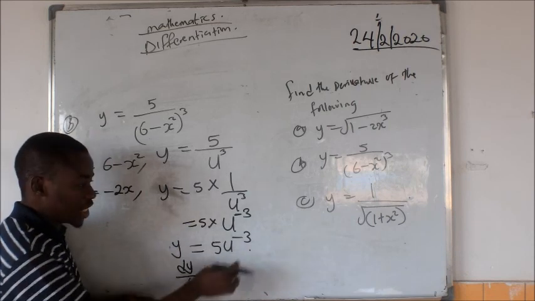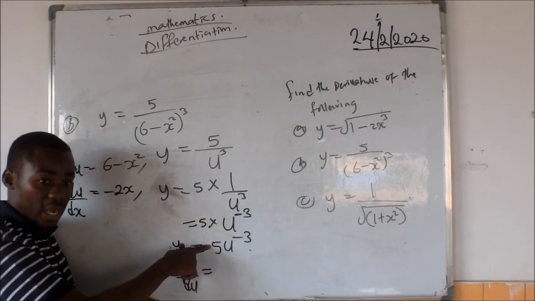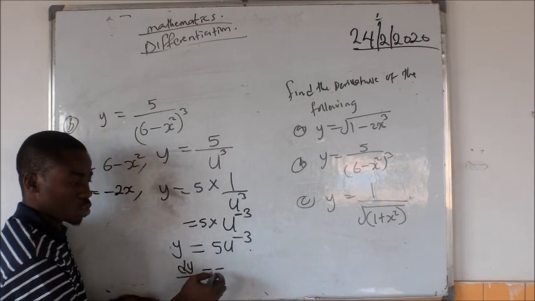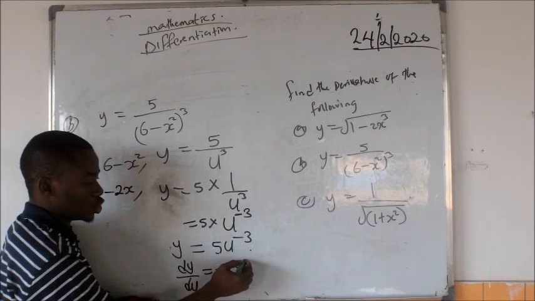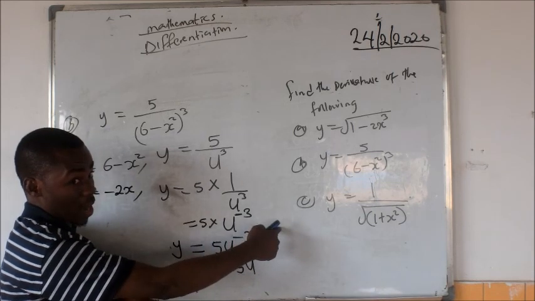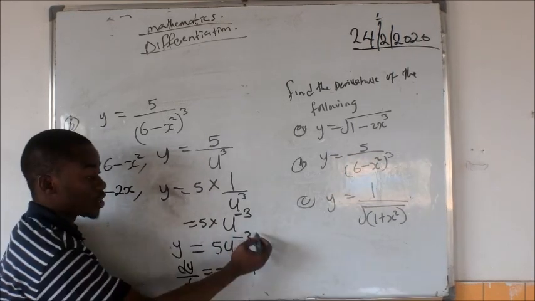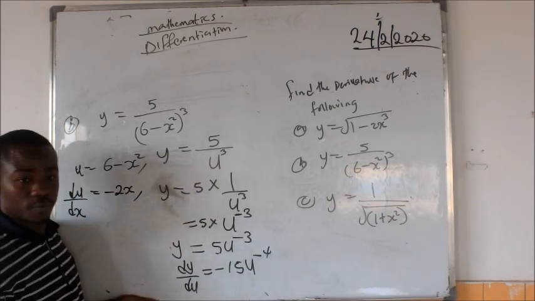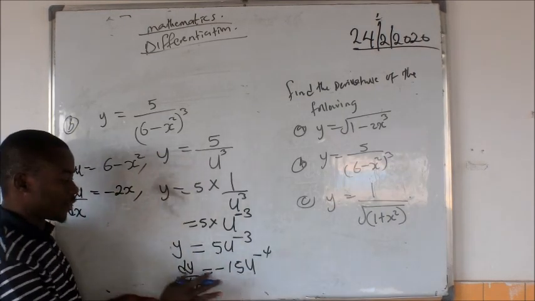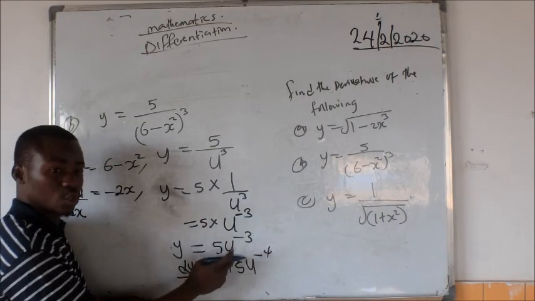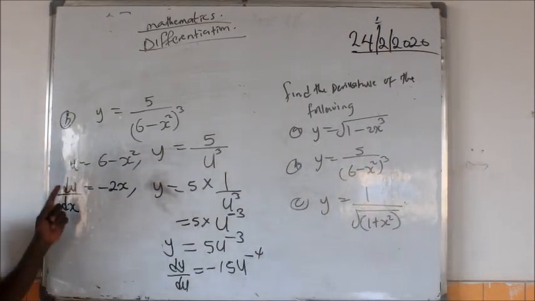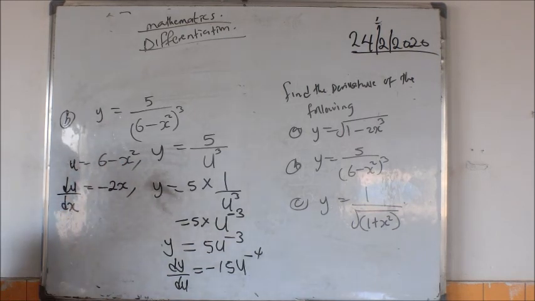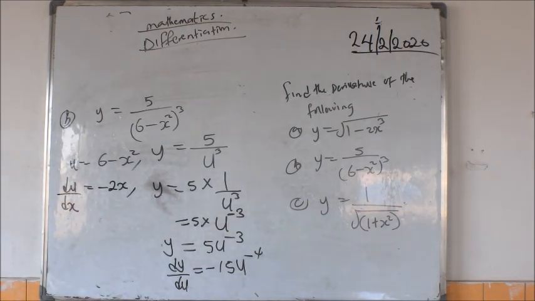Now, if you want to differentiate, this minus 3 now, we come and multiply this one back. The whole of this will be minus 3 times 5, which comes to minus 15, u raised to power minus 3 minus 1, which will now be minus 4. Are you getting it now? So we have differentiated y in respect to u, and we have differentiated u in respect to x.